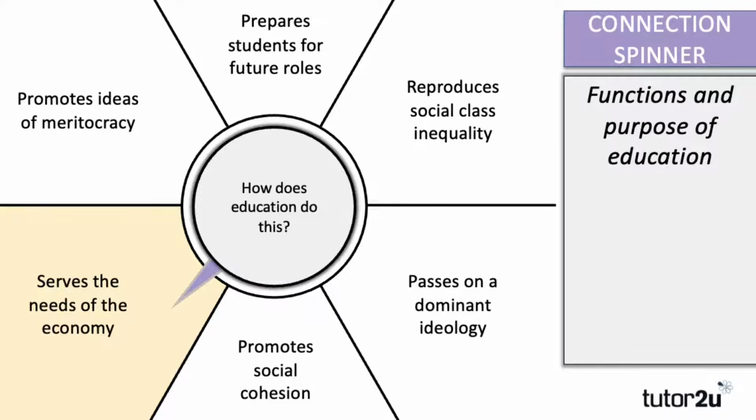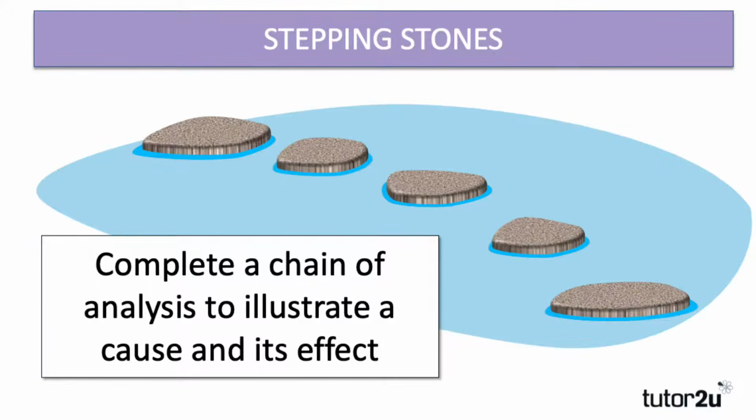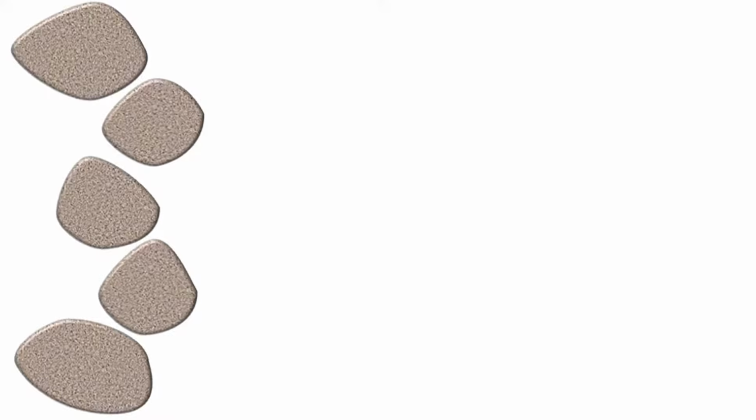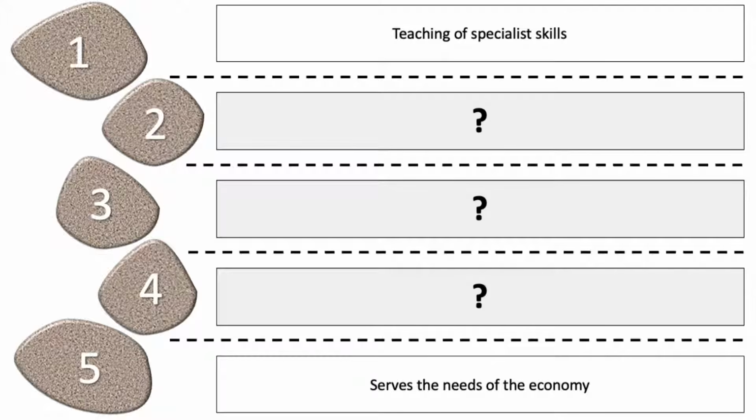Shall we see what Craig put? If we have a look at what I've put in there, I put in the correspondence principle, reproduces inequality and teaches specialist skills. What we're going to do is take one of those concepts and show you how to analyze that concept. Because when it comes to doing an essay, it's one thing to know that teaching specialist skills serves the needs of the economy. It's another thing to know and to explain to an examiner how it does that.